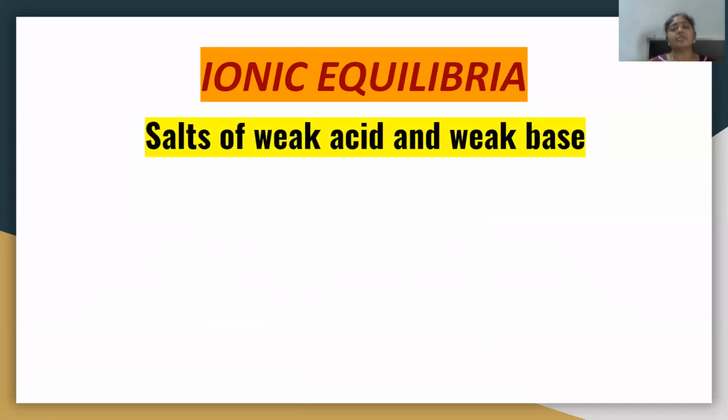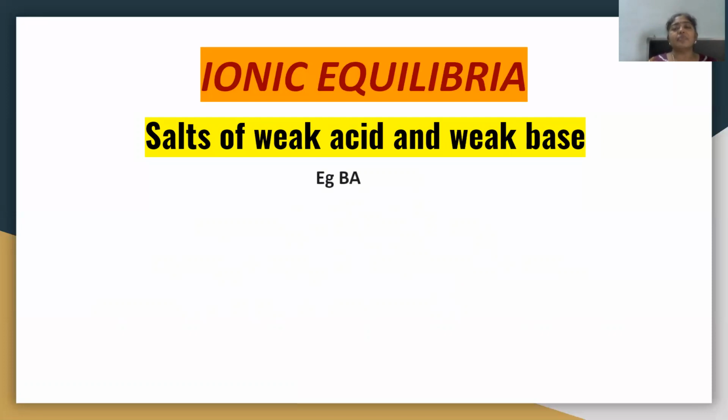All right, now let us go to the fourth type of salt, that is salt of weak acid and weak base. First we saw salt of strong acid and strong base. There both the acid and the base were strong, and we said the solution was neutral. Then we saw strong acid and weak base. In that case, because the acid is strong, the solution was acidic. Third, we saw the salt of weak acid and strong base. So the base is strong, therefore the solution was basic. Now we come to the fourth type, where the salt is made up of a weak acid and a weak base. So in this case, what happens?